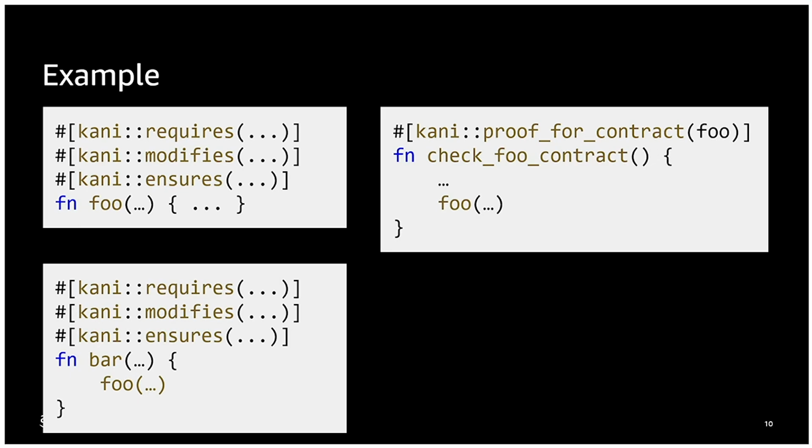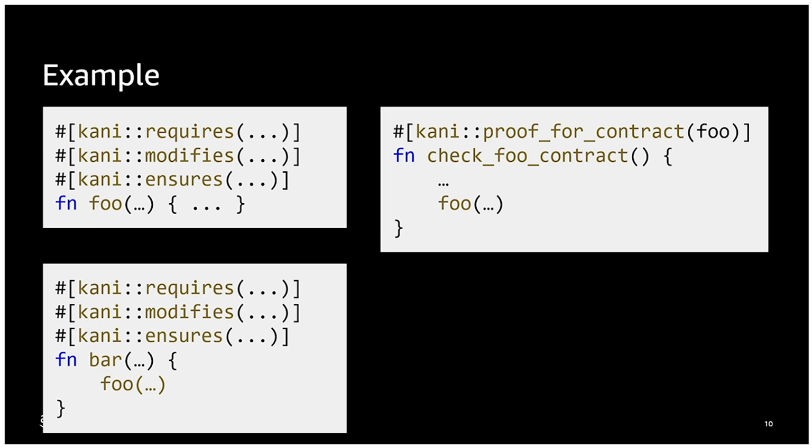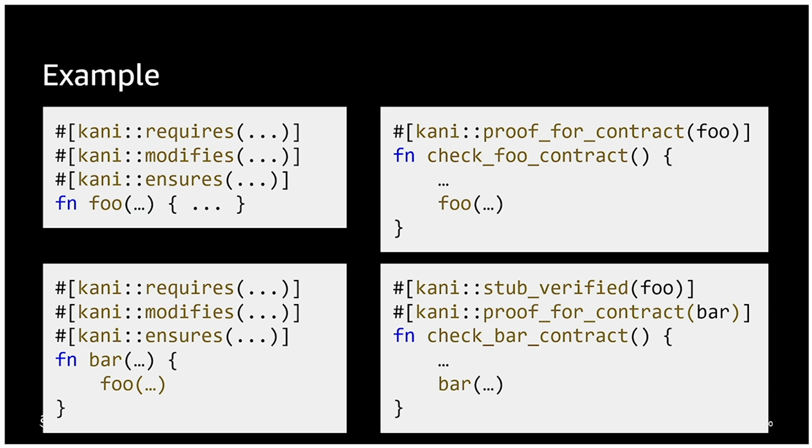Now, once we verify the contract, if you have another function bar that calls foo and you would like to verify the contract for bar, then you write a harness for bar, which has proof for contract bar. But notice the stub verified annotation on top of the proof for contract, which says when we're verifying the contract for bar, replace foo with its contract.